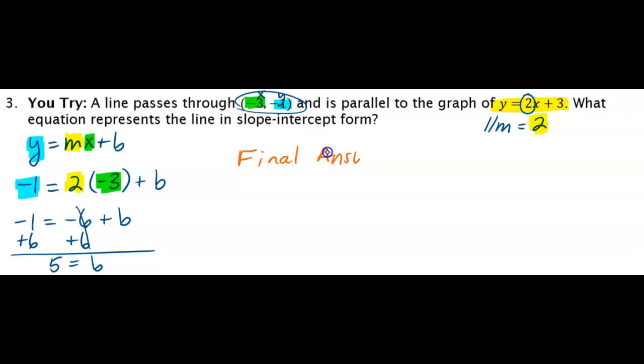you're only going to plug in 2 things. So this x, y point, we're not going to use that anymore. We only used it to get the b value. Now we're just going to plug in our slope and our y-intercept. So final answer, slope is 2, y-intercept is 5. So the line y equals 2x plus 5 contains the point (-3, -1), and is parallel to this line that's highlighted in yellow.